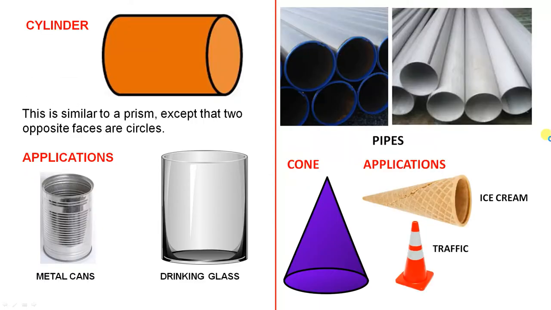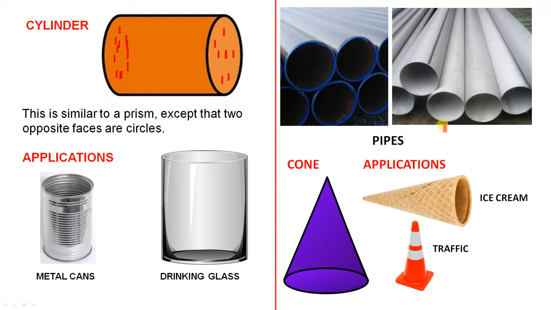The cylinder. This is similar to a prism, except that two opposite faces are circles. You can see that here. That's a circle there, and also the invisible one there on the other side. That's also a circle. In the real world, we've seen the metal cans, which are used to store food and many, many other things, and also the world famous drinking glass. They are in the shape of cylinders.